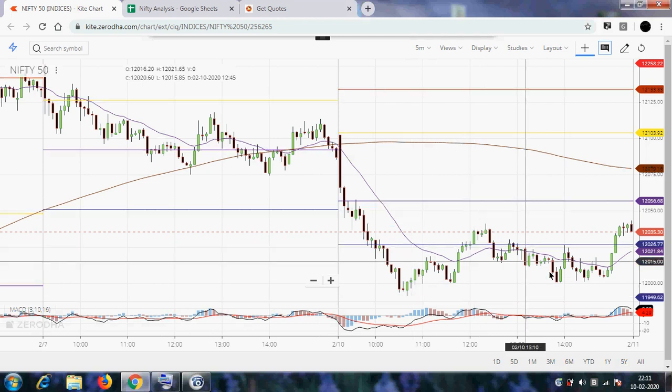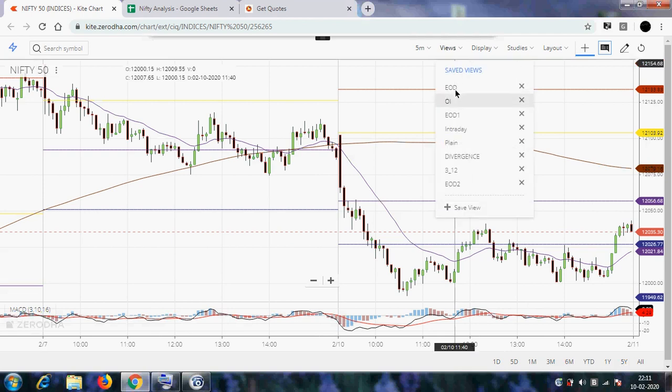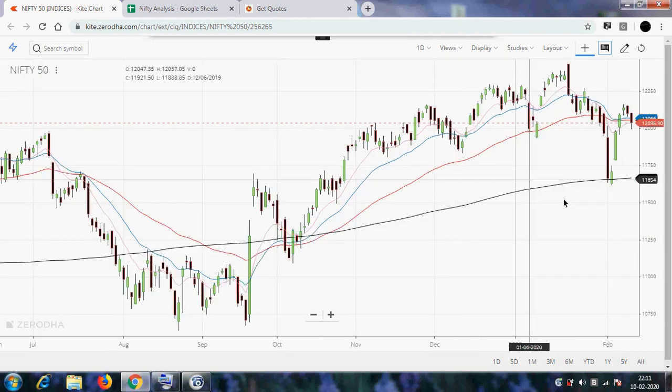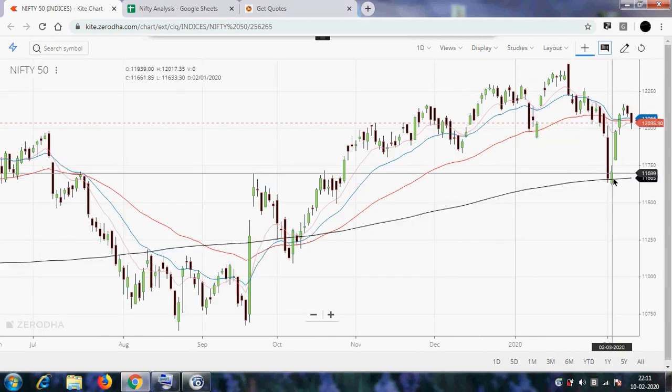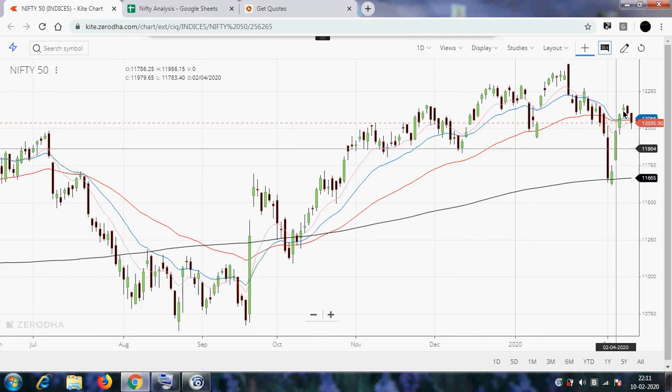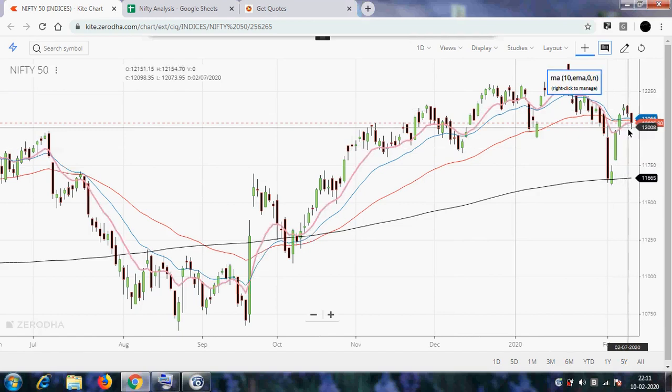Now let's look at the chart for the plan of tomorrow. First we'll go to the plain chart. If you see this 200 moving average, we got support a few days back, and now we bounced, and again we are having some kind of downward pressure here.